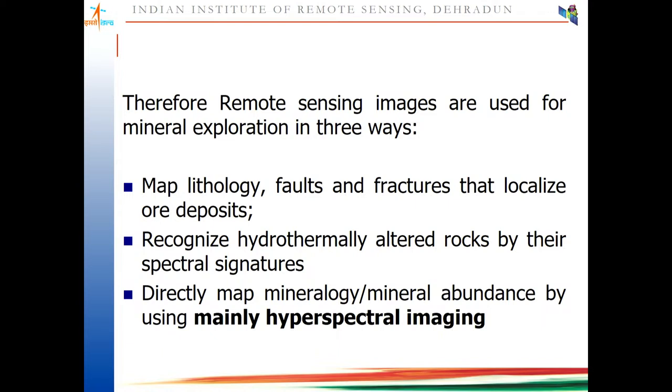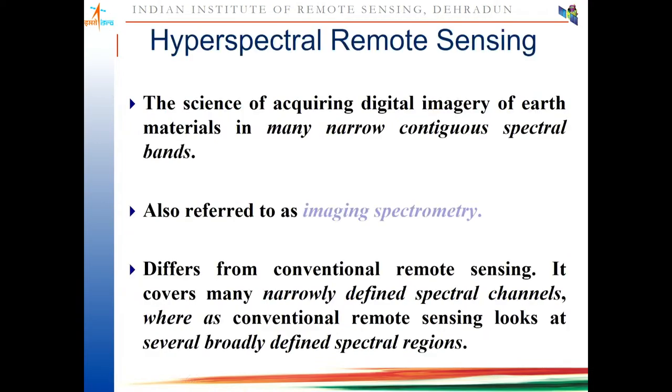Now, we have got to know that remote sensing is very helpful for mapping the lithology, faults and fractures that localize ore deposits. We can also identify the hydrothermally altered zones, which have their spectral and spatial signatures, and we can directly map the mineralogy or mineral abundance by using the technique called hyperspectral imaging or imaging spectrometry. What is it? It is the science of acquiring digital imagery of the earth material in many narrow contiguous spectral bands. That's because we are able to generate the radiometer spectra through the image. That's why this technique is called imaging spectrometry.